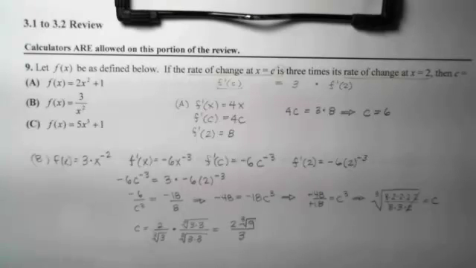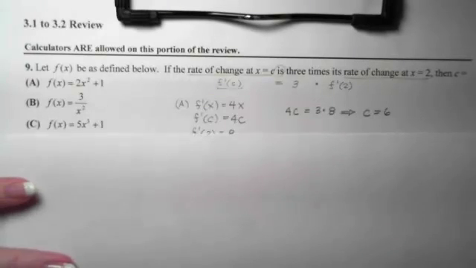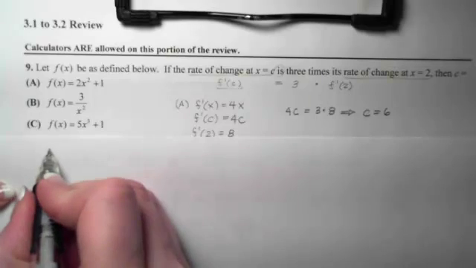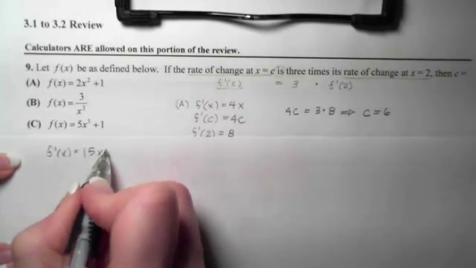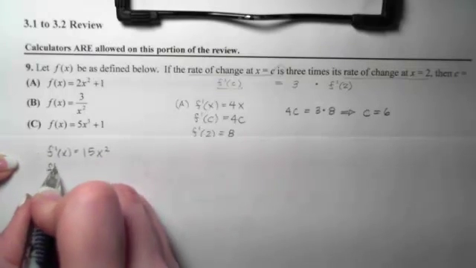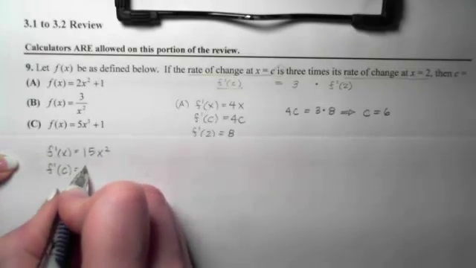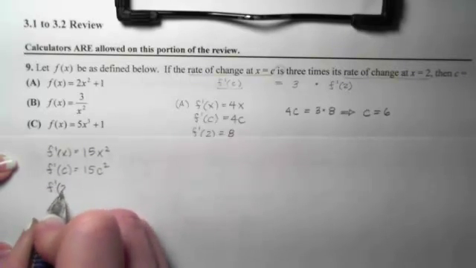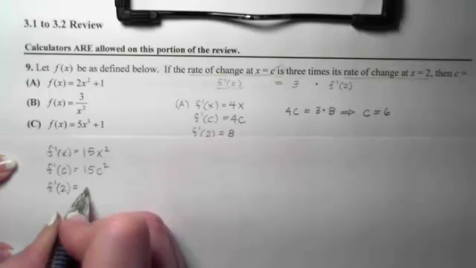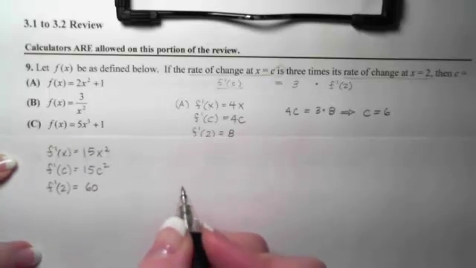So last one, let's look at c. Same process. We want to have f prime, which is 15x squared, so that I can plug in f prime of c. That's 15c squared. And I also want to plug in an f prime of 2. So that's 15 times 4, which is 60.